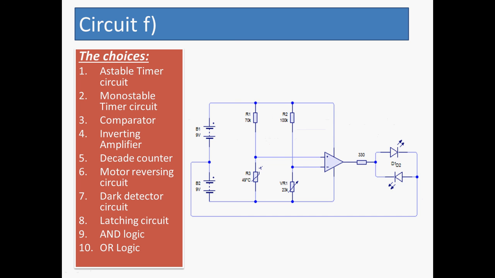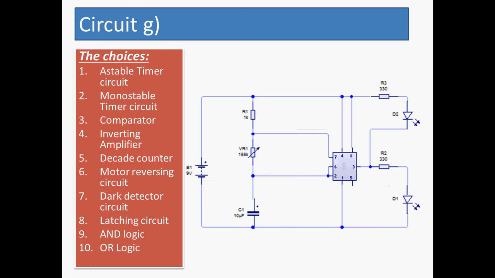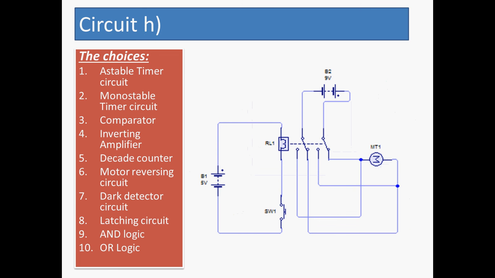That is a comparator built with an OpAmp. This one's number 1, which is the A-stable timer. That is number 6, we're using a relay to reverse the direction of a motor.